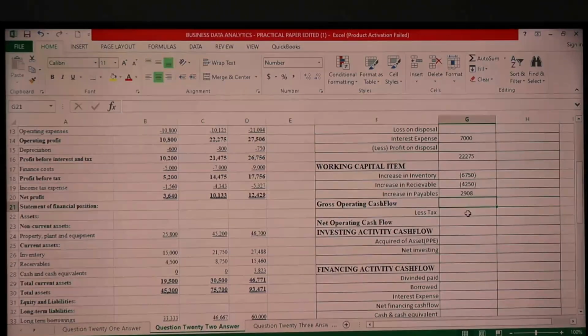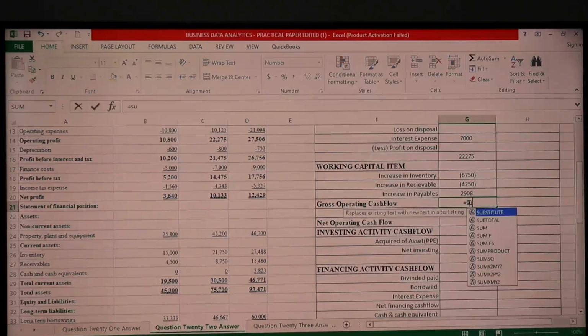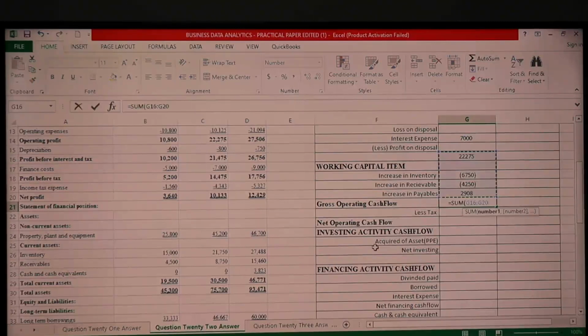Tax. Oh, before we get that, you can get the total of this. Yes, just calculate the total of this. You just use the function sum. You just say is equal to sum from here up to here. So what the computer will do is it will pick the values, add these two values minus the two values here and give us an answer here. This one will give us the gross operating cash flow.